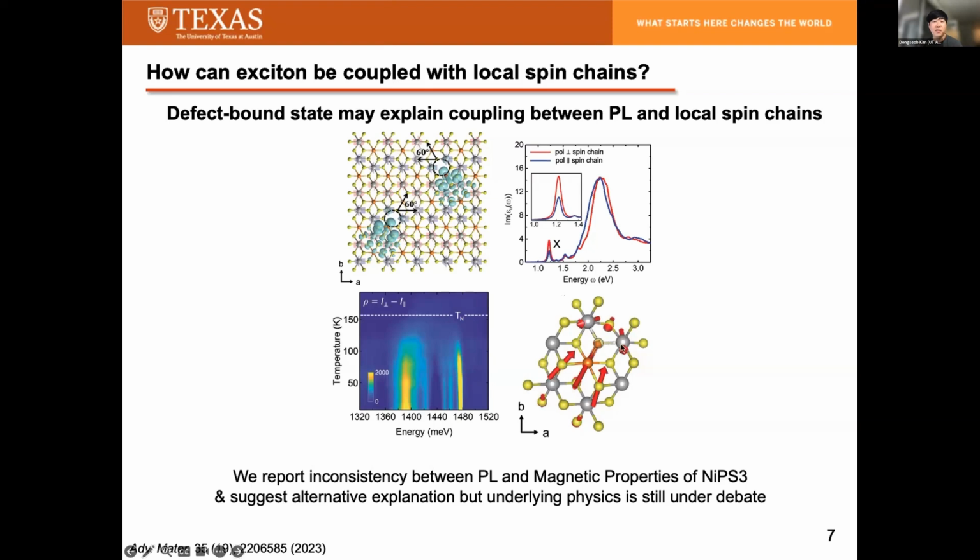However, I would like to say that our work just reports an inconsistency. We just want to let other people know that there is an inconsistency between the PL and magnetic properties in this system, and we suggested an alternative explanation. But actually, the underlying physics is still under debate now.